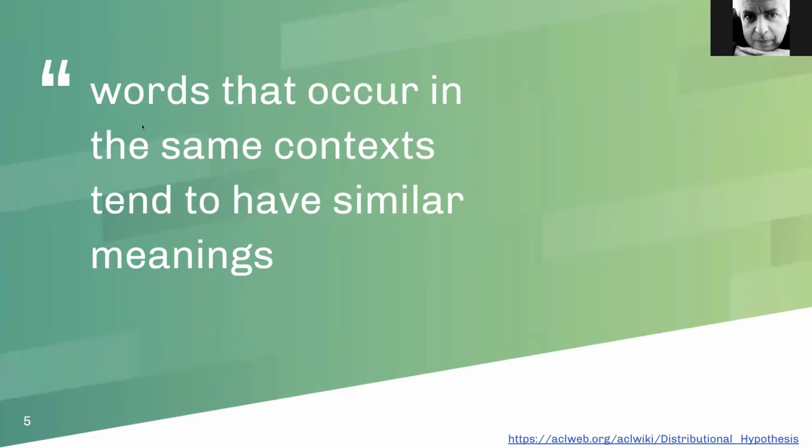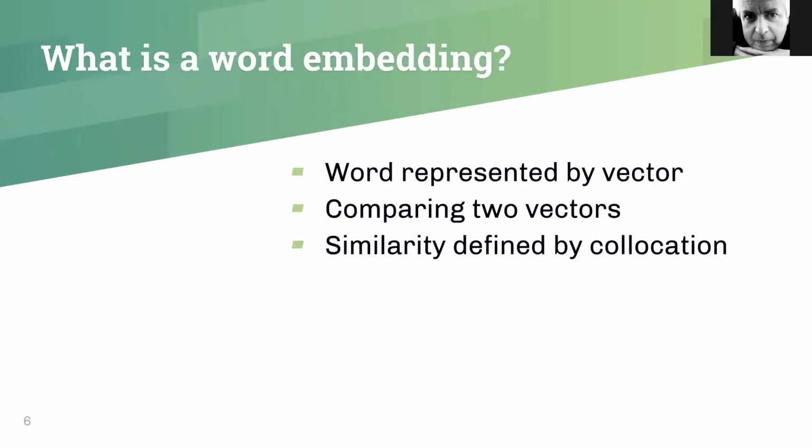The principle of knowing words by the company they keep is also known as the distributional hypothesis, which strictly is that similar context implies similar meanings. So what is a word embedding, and how does it represent the semantics of words?